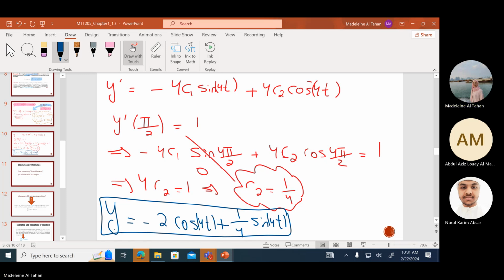So again, in an initial value problem, we have a differential equation, but we have some initial conditions, and the number of these initial conditions is dependent on what? The number of what? The order of the differential equation. Any questions on that?